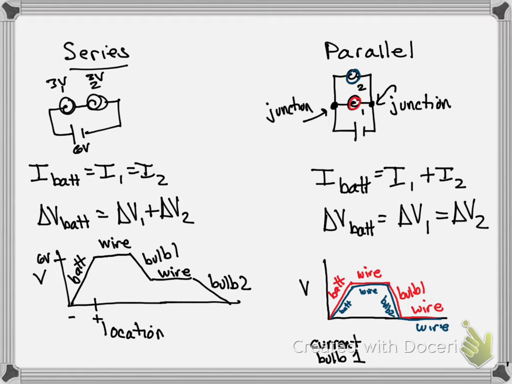So each of these is doing its own thing, kind of individually. So what that means is if I am the current that goes through bulb 1, my electric potential difference when I go through bulb 1 is the same as the battery's. My decrease in electric potential when I go through bulb 2, if I'm the current that goes through bulb 2, is the same as the battery.